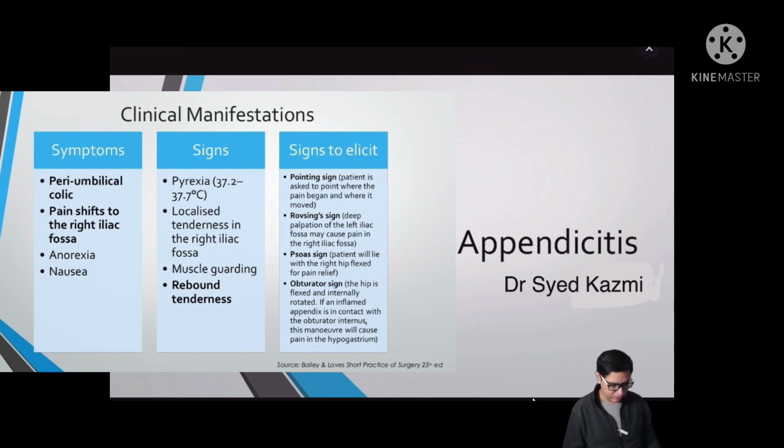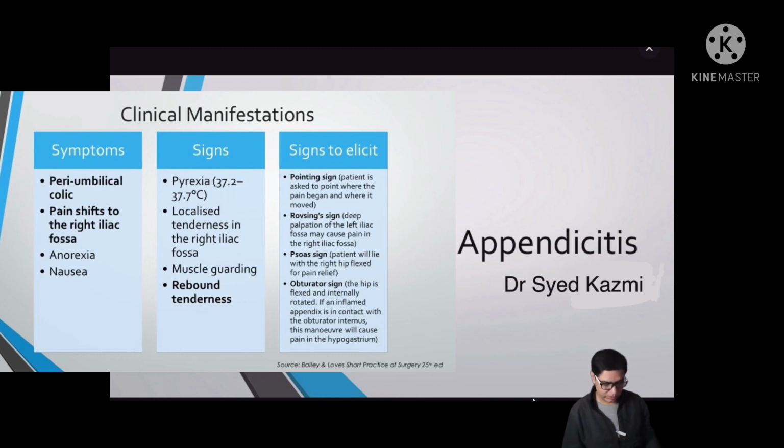And the other sign is rebound tenderness. When you press on the right iliac fossa, it leads to pain. But if you keep the pressure on and press down, and then suddenly release your hand, there would be more pain on releasing your hand than on pressing it down. Obviously, when you press down, it also leads to pain, but when you suddenly lift your hand up, the child may even jump because of the pain. That is known as rebound tenderness. Once you've got this, there's a very high index of suspicion that this child might have acute appendicitis.